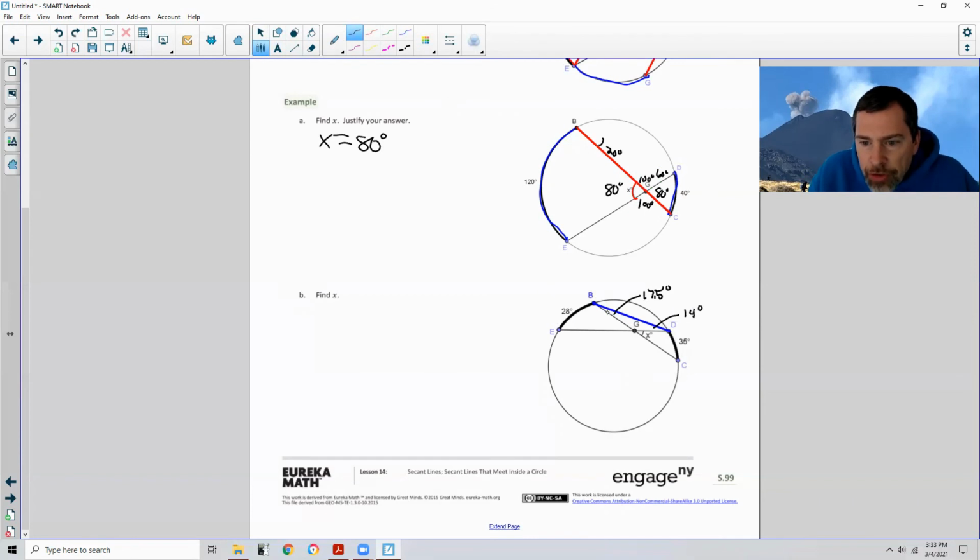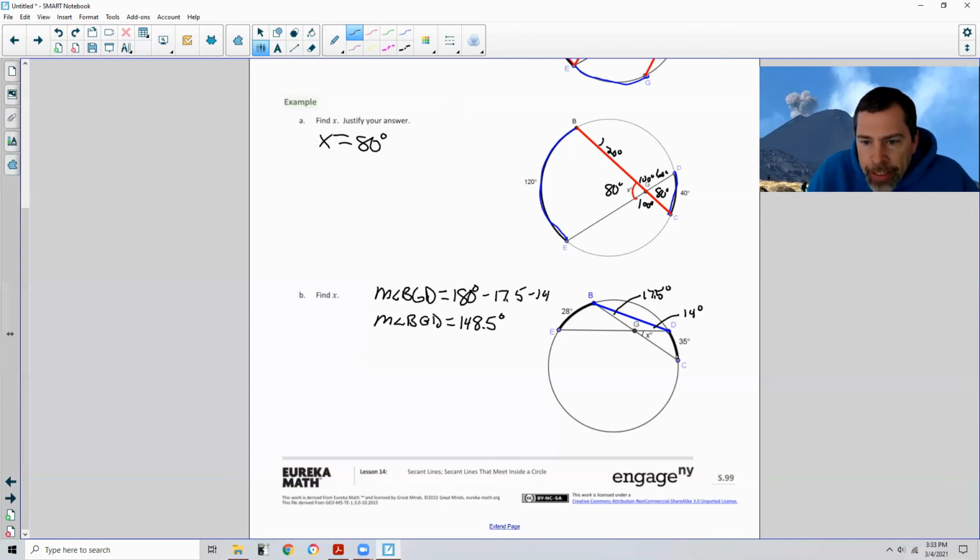And then I can find the measure of angle BGD. The measure of angle BGD equals 180 degrees minus 17.5 minus 14. 17.5 and 14 is 31.5. Taking 31.5 from 180 would be 148.5 degrees. So BGD is 148.5. I can't fit it in there, but it's right there.